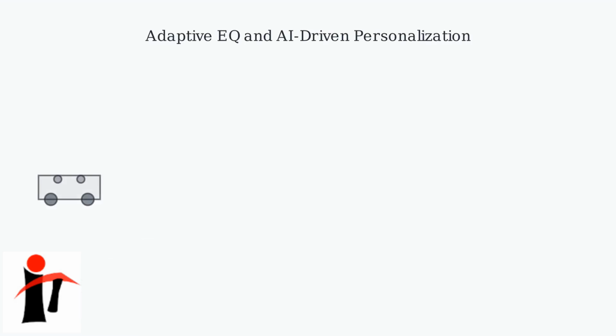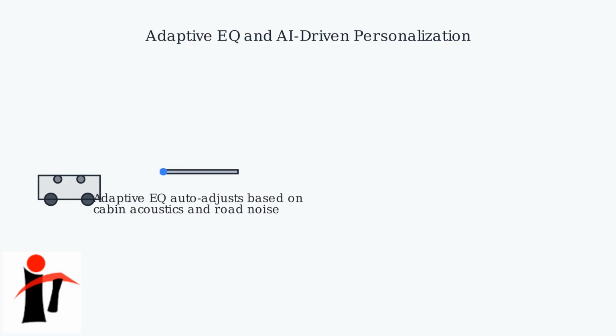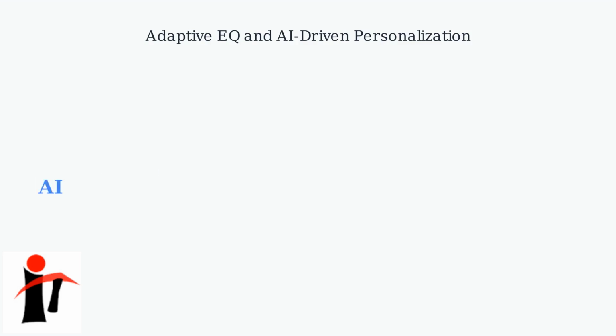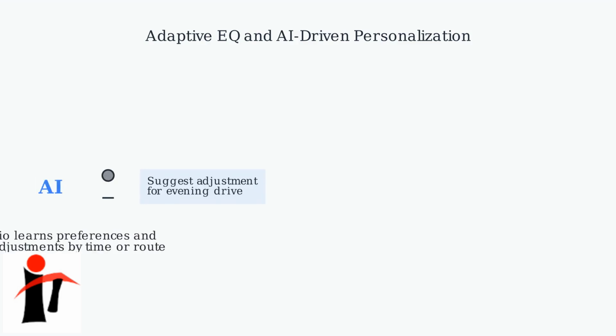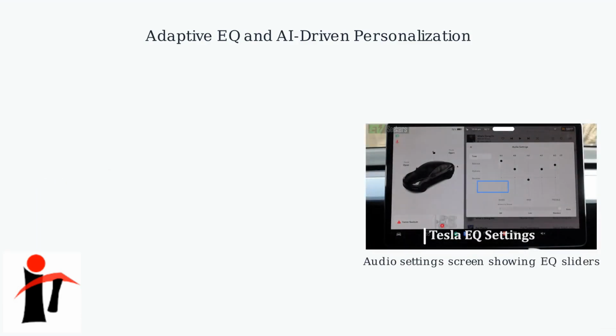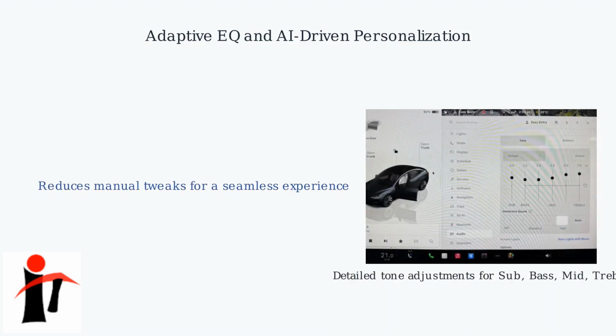Newer Tesla models from 2024 onward include adaptive EQ, which automatically adjusts the equalizer based on cabin acoustics and road noise using onboard microphones. AI integration enables smart audio, which learns your sound preferences and suggests adjustments based on the time of day or your driving route. This feature builds on Tesla's Tesla AI Audio Beta, significantly reducing the need for manual equalizer adjustments. As you can see on the screen, the system handles tone adjustments automatically, minimizing the need for manual changes and providing a more personalized driving experience.